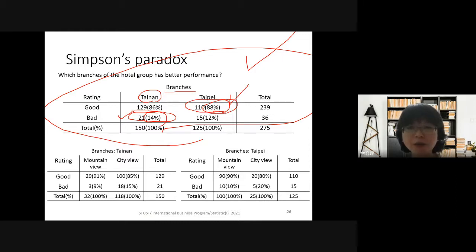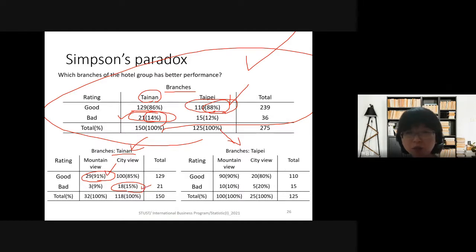Okay, and people seem to have a higher preference to stay in the Taipei branch, or have better satisfaction with the Taipei branch service. But today, if we look at the unaggregated data, you will find such results. In Tainan, there are mountain view and city view, and people like the mountain view very much, and don't like the city view.